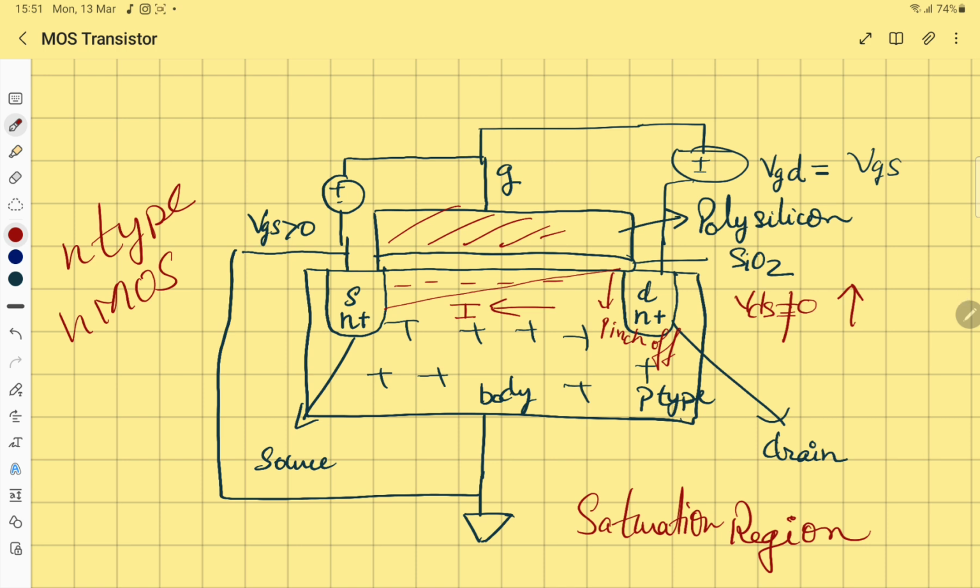Okay, all right. So in the next lecture, we'll derive the current equation of this MOSFET, and we will be able to understand how this current changes based on the different values of voltages, that is the gate voltage and the drain to source voltage.